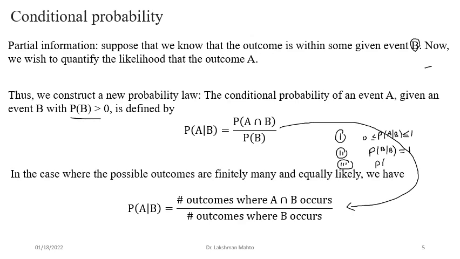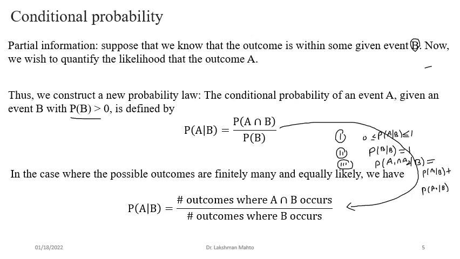The third property says that if you take any two events which are mutually exclusive, that means A1 and A2 are mutually exclusive, then how can you find the conditional probability of A1 union A2 given B? It would be just equal to the summation of probability of A1 given B plus probability of A2 given B.